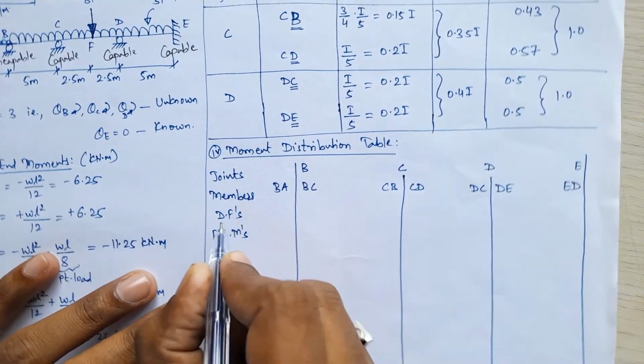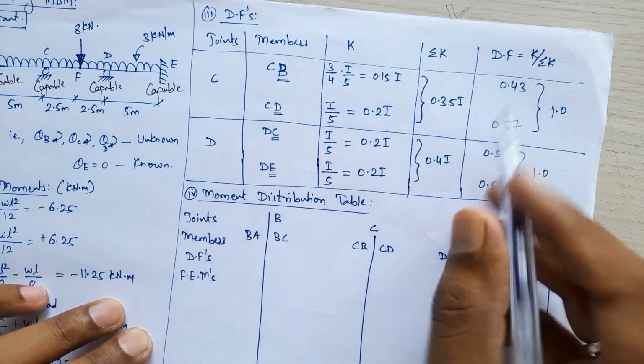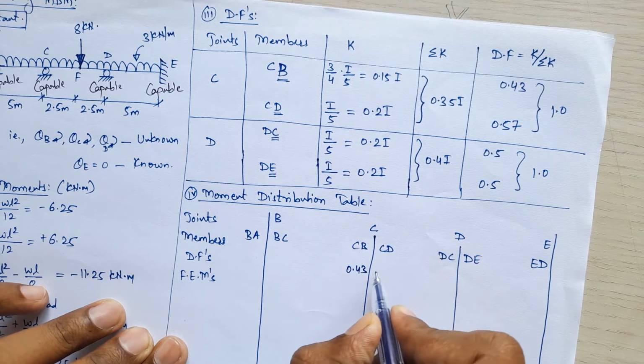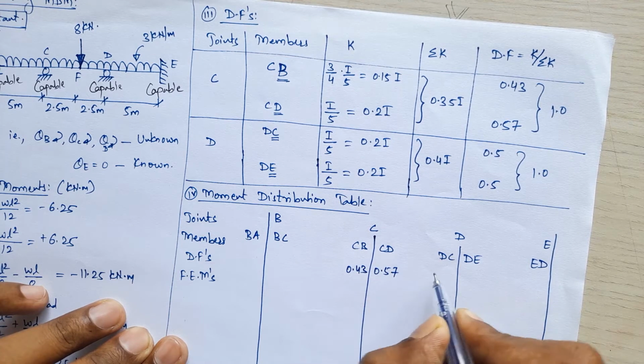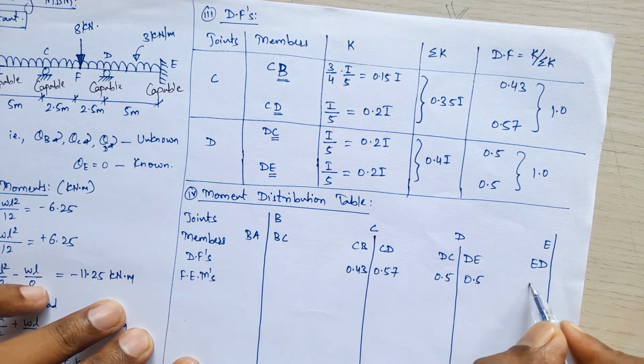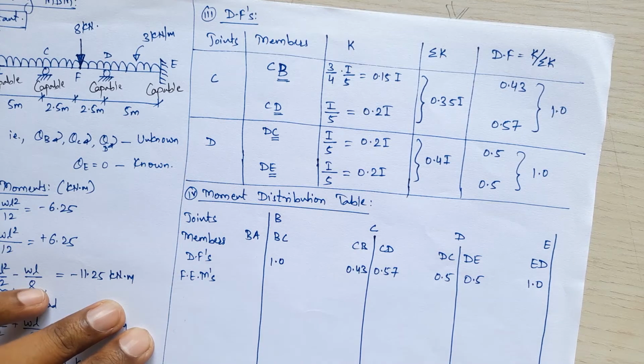Now next, I have to write the distribution factors which I have calculated. For CB it is equal to 0.43, next for CD it is 0.57, and for DC and DE both it is equal to 1, and for the remaining ED and BC it will remain equal to 1.